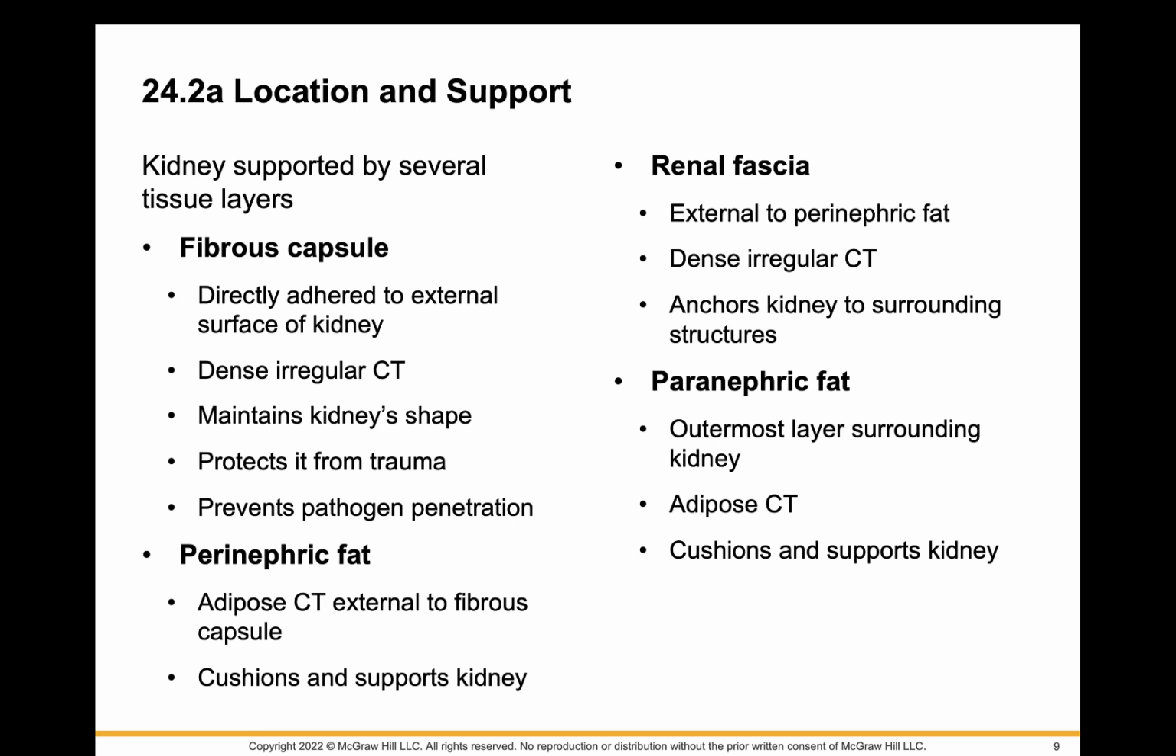There are two different types of fat. We have perinephric fat, and that is adipose connective tissue that is external to the fibrous capsule. This actually cushions and supports the kidney. The other type of fat that we have is perinephric fat, and that is the outermost layer surrounding the kidney. It's made up of adipose connective tissue also, and it also plays a role in cushioning and supporting the kidney.